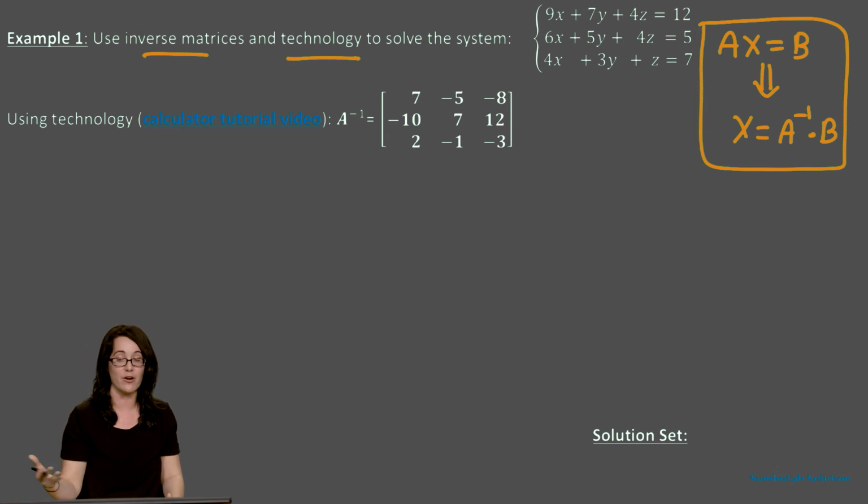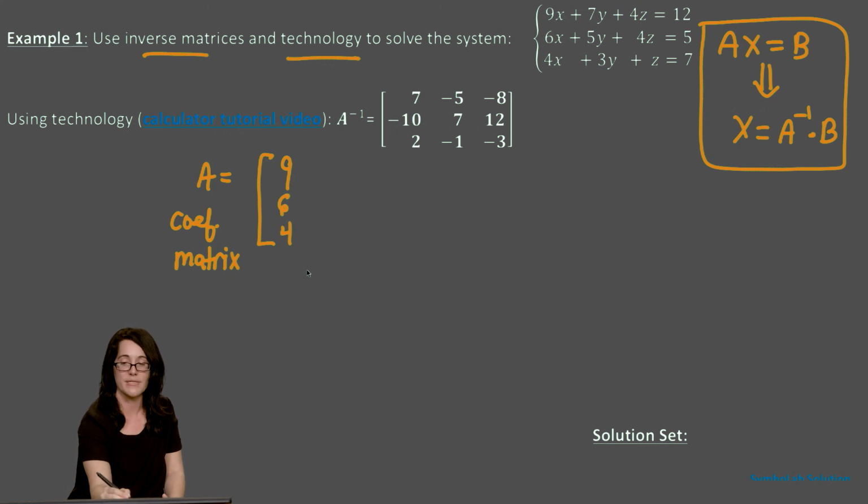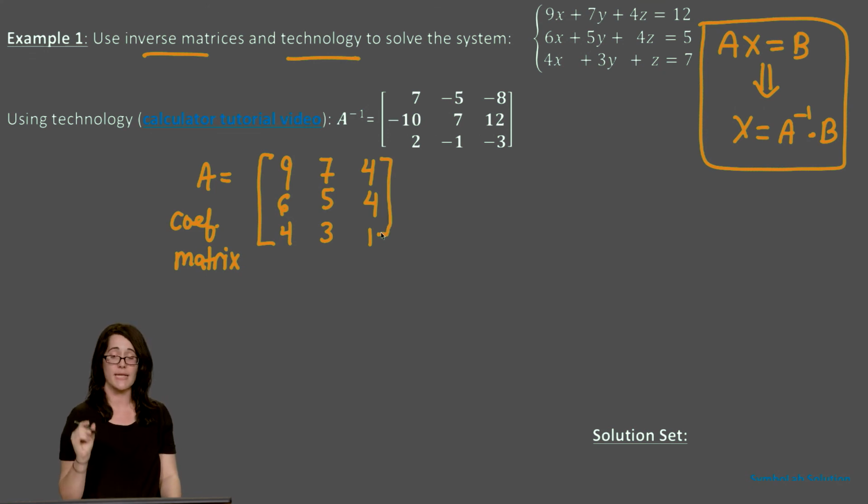Well, we need to define our terms, right? What is matrix A in this case? Well, remember that's your coefficient matrix. So in this case, that would be the 3 by 3 matrix where the X coefficients for the first column are 9, 6, 4. The Y coefficients for the second column are 7, 5, 3. And the Z coefficients for the third column are 4, 4, 1. So that's defined to be matrix A, a nice 3 by 3 matrix.